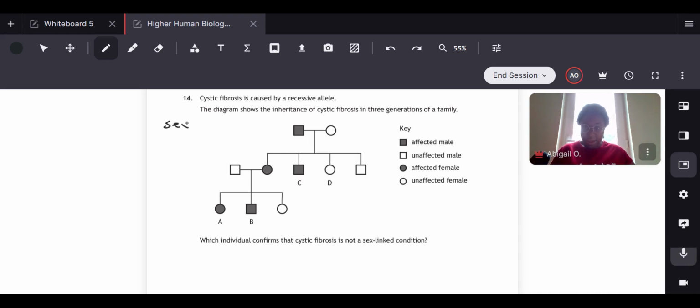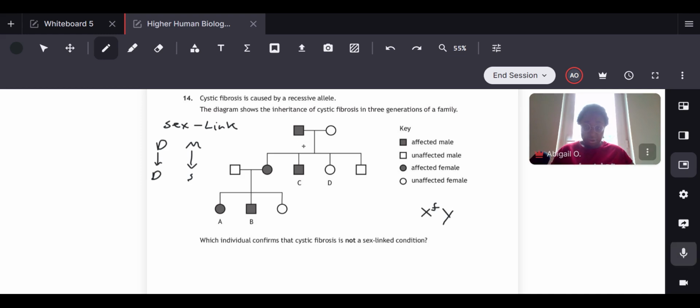So generally, with sex linkage, the dads are going to pass to the daughters, and the mothers will pass on to their sons. Okay? The reason for that is because we know the male chromosomes are X, Y. The X chromosome is the only one that can carry the allele. Let's make the allele for this question F. So if it's a recessive allele, the father here, if it was a sex-linked condition, would have the genotype X small f Y.